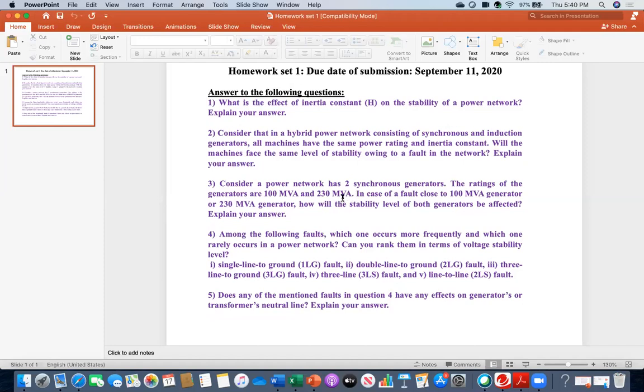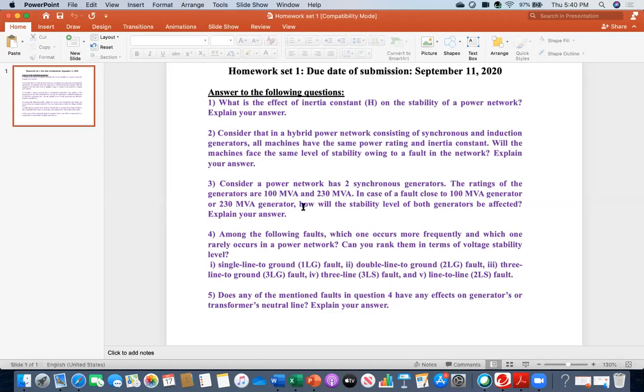So therefore, easily you can guess that if the fault happened nearby the generators, then definitely the 100 MVA generator will be affected more. So now, when I say explain your answer, actually you have to consider two cases. There are two generators. The first case is that the fault happened nearby the 100 MVA generator. That is the first case.